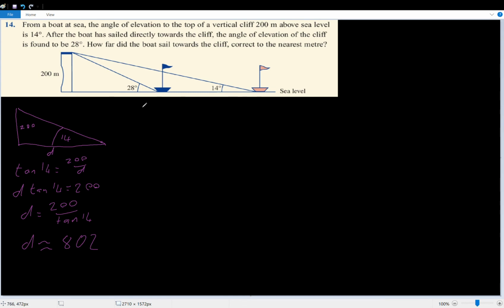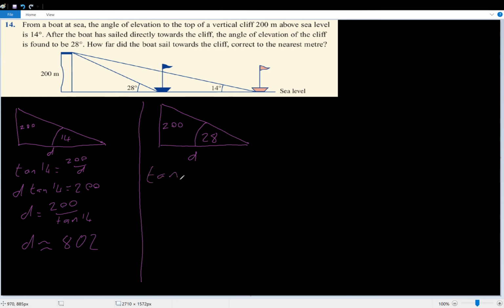What we've got to do then is we take the second triangle. The second triangle is going to be from where the boat is marked blue in our diagram. So we've got our triangle like this. We've got our height over here of 200. We've got our distance d just here. And this time in here we have 28 degrees.